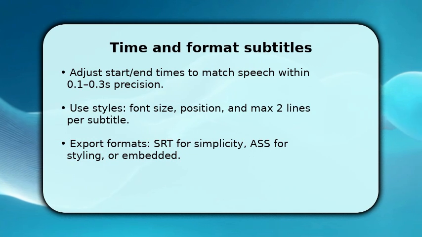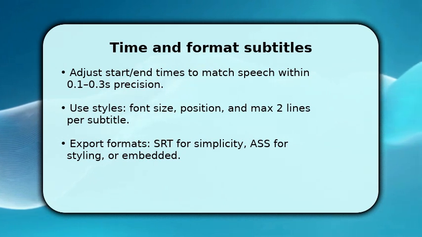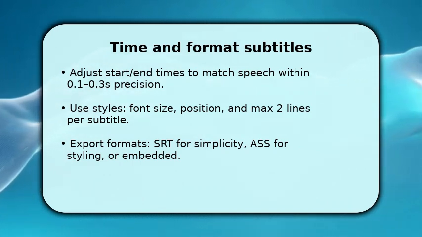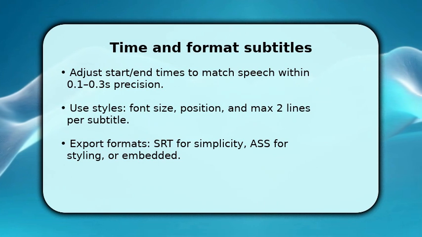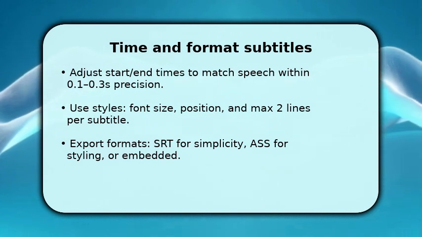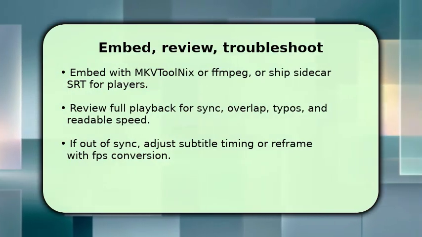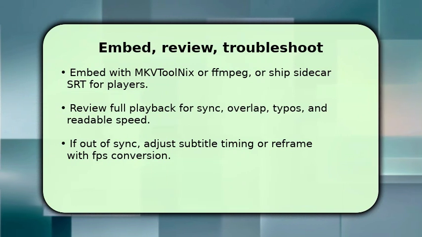If you need karaoke or precise placements, export ASS. For basic compatibility, choose SRT. Make sure frame rate and encoding options match the video so timing stays accurate when you embed or distribute the file. Finish by either saving a separate SRT/ASS sidecar or embedding subtitles into the video using MKVToolNix or FFmpeg. Embedding ensures consistent playback across devices.